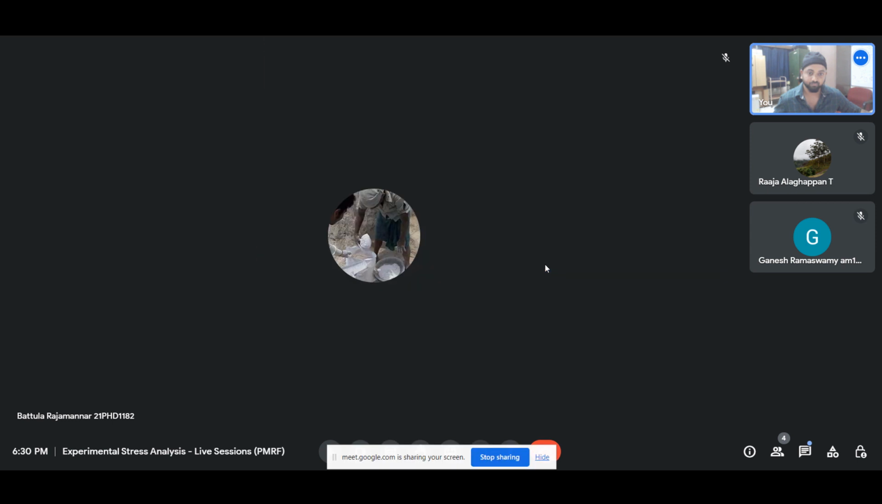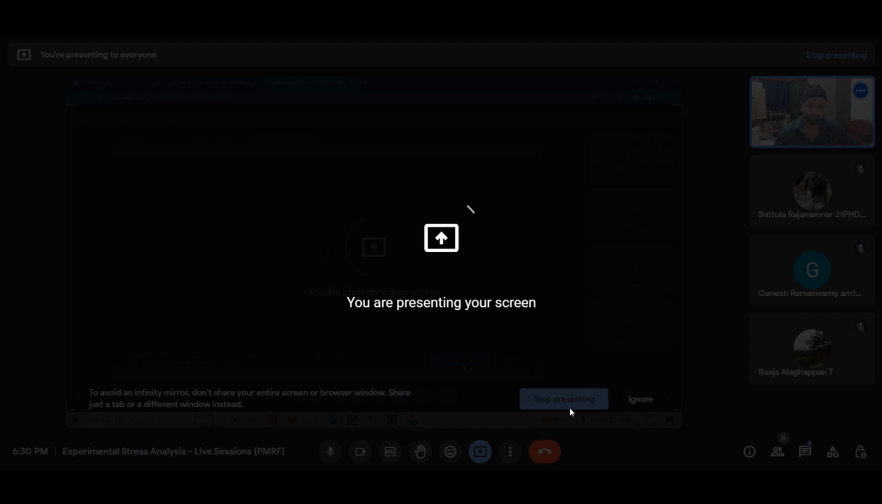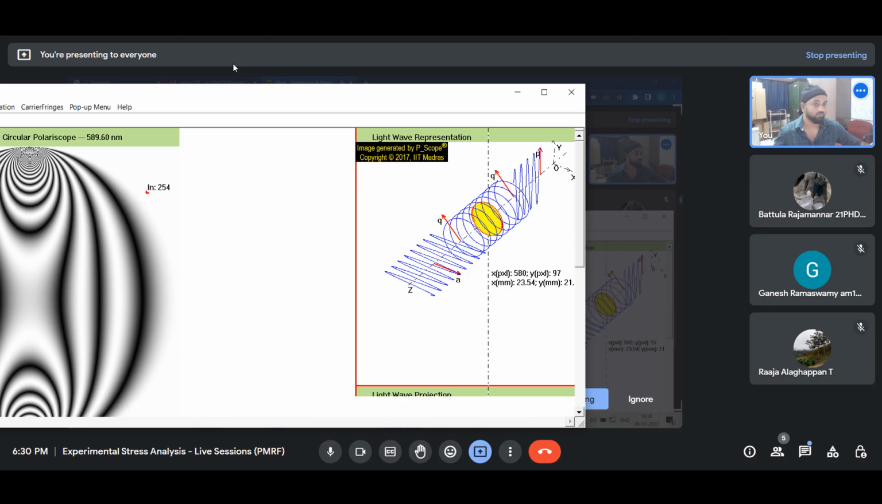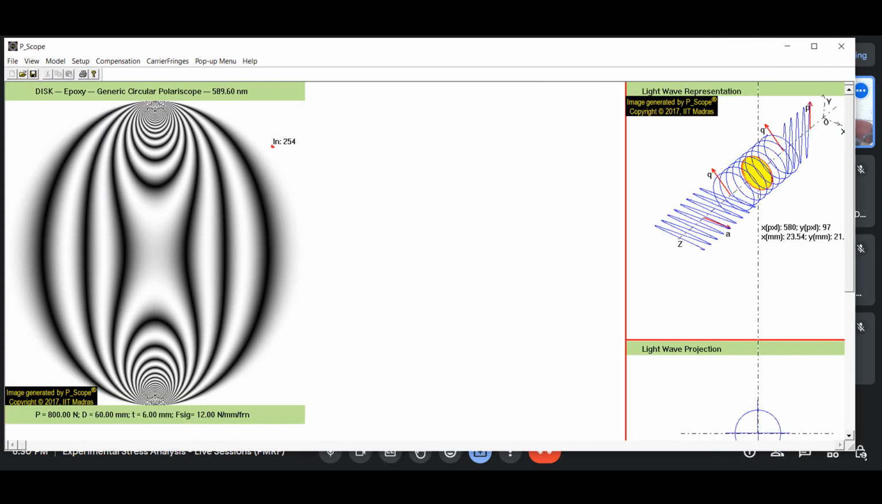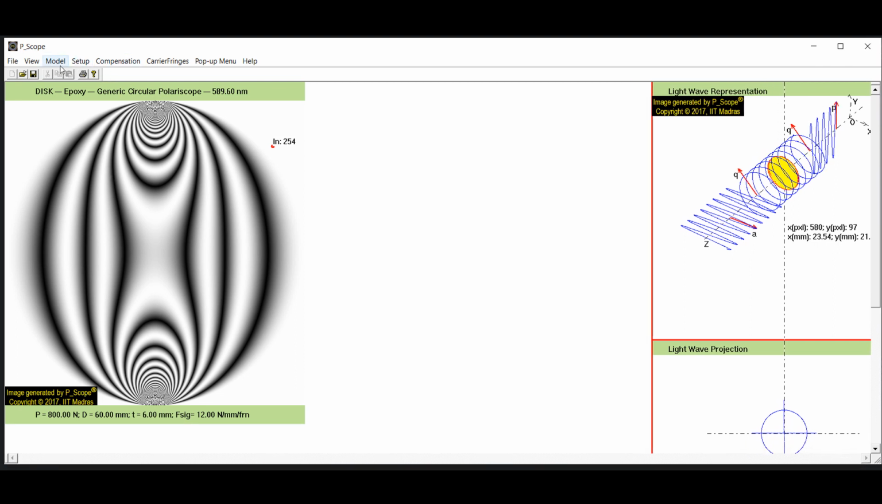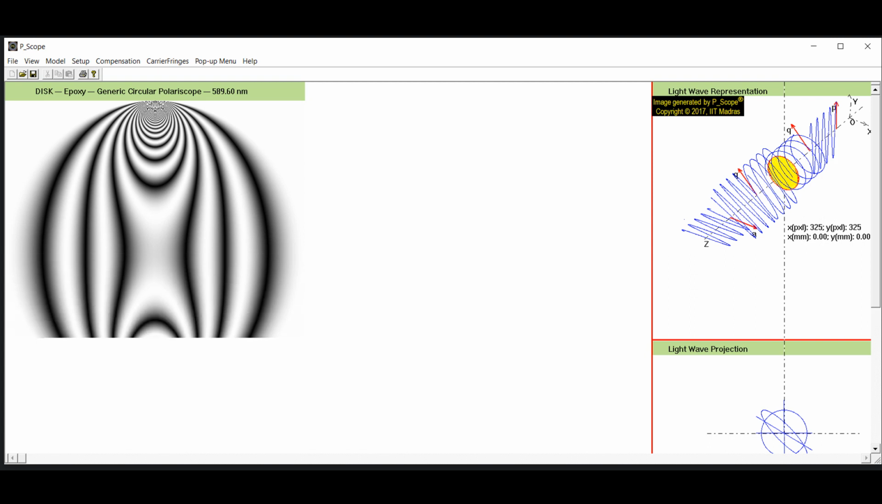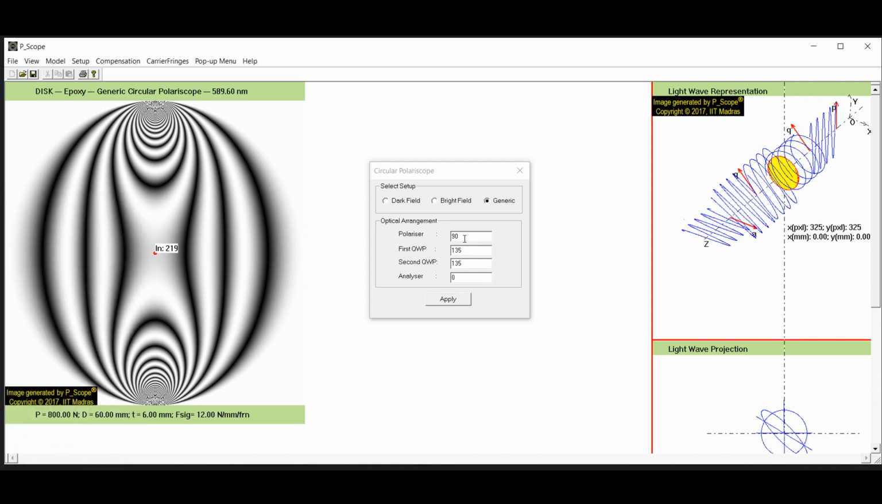Okay, so I hope my screen is visible. This is one software that we have, in-house developed software, which is nothing but a virtual laboratory. For example, if I were to look at the problem of a disk, let me say that this is the problem of a disk and this is my circular polariscope arrangement. Now I'll put the polarizer, let me put it at 90. Let us look at the first option and confirm that what we are doing is correct.